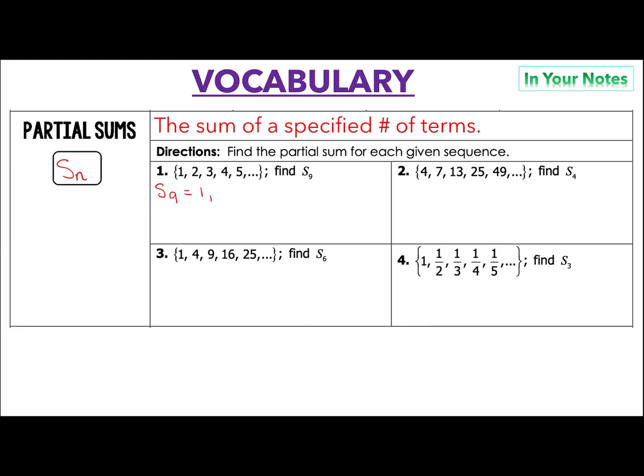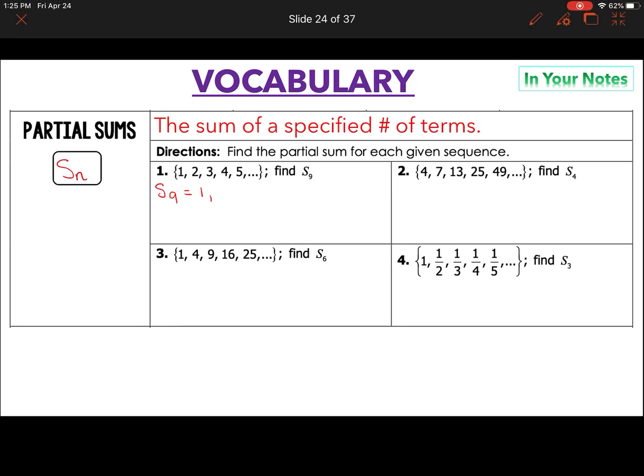I made a little mistake. We'll just put a plus. I want to add them together. So 1 plus 2 plus 3 plus 4 plus 5. And it's asking us to find the first 9 terms. Well, I only have 5 terms. I have to add 4 more terms together. It's very simple to find the pattern. It's just going up by 1. So we're going to have to go up to 9.